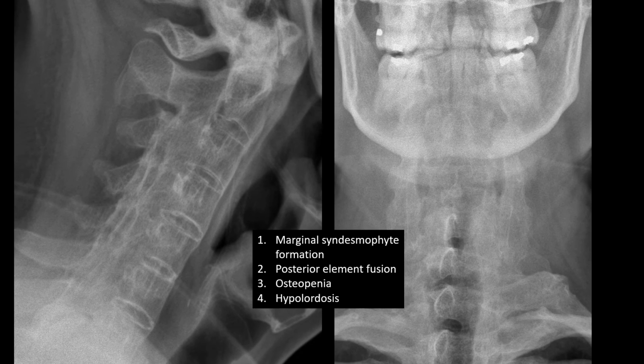The two most striking radiographic findings that I see are first the thin marginal syndesmophyte formation going all the way down the anterior aspect of the C2 down to C7 vertebral bodies. And then second would be the clearly defined facet articulations. Usually you see the posterior facet joints very well, and these appear to be fused. So this looks like posterior element fusion. And then also the bone density looks a little bit decreased, and we have a hypolordosis with an anterior shift in head translation.